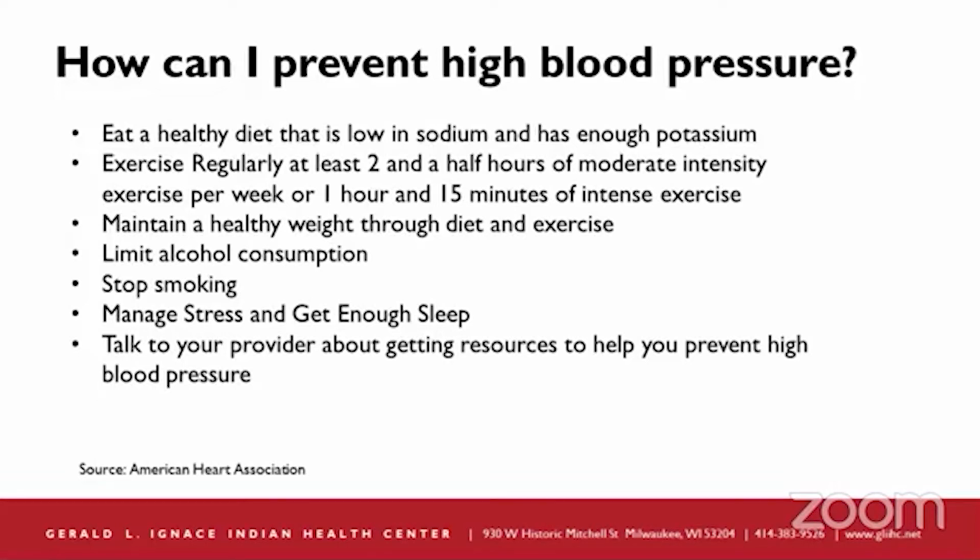Another way you can prevent high blood pressure is exercising regularly, at least 2.5 hours of moderate intensity exercise per week, or 1 hour and 15 minutes of intense exercise. Moderate intensity is where you're breaking a sweat, but you can still talk. Whereas intense exercise is so intense that you're not able to carry on a conversation. Exercise will also play into maintaining a healthy weight through diet and exercise, so watching your calories and making sure you're burning as many calories as you're taking in.